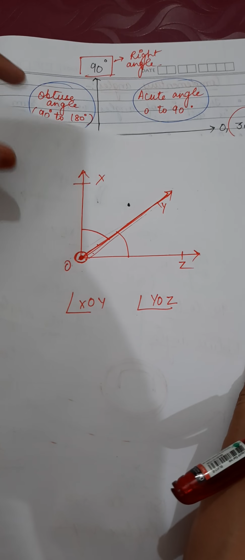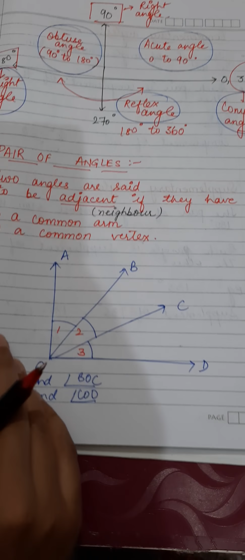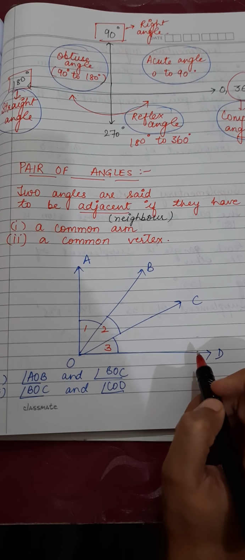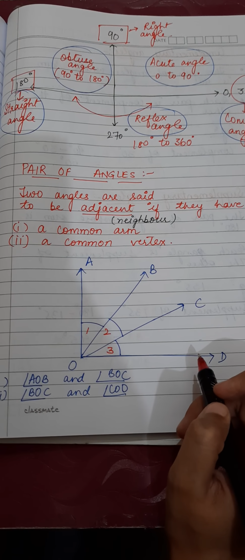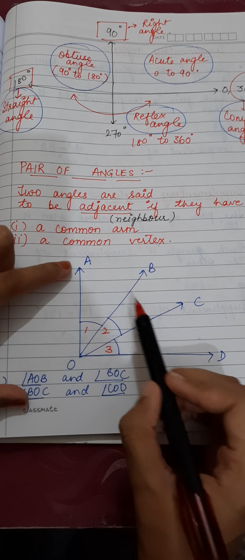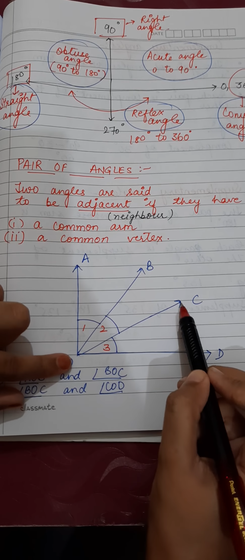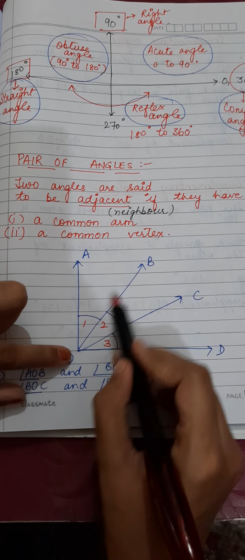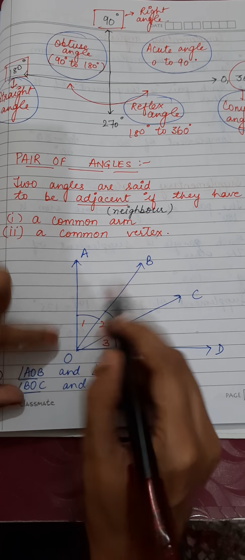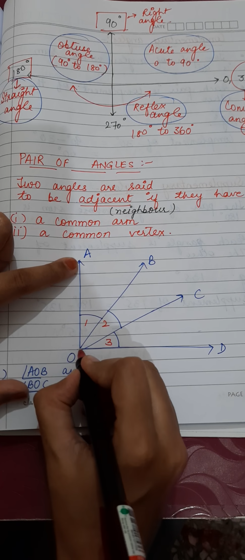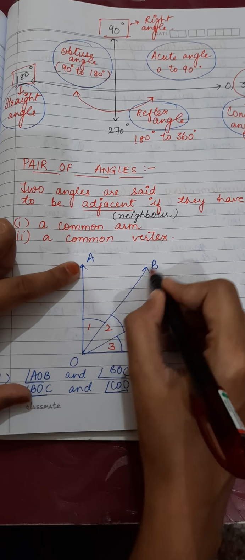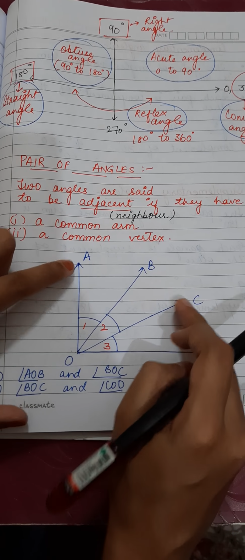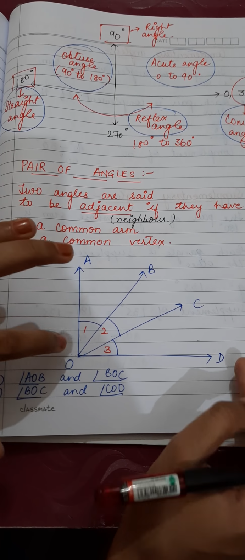Okay, now again see the diagram given to you. Now you have to tell the pairs of adjacent angles. Firstly, if I talk about AOB and BOC, they both are adjacent to each other. AOB and BOC both have the common vertex O, and they have ray OB as a common arm. So this is going to be one pair of adjacent angles. Let's talk about the next.